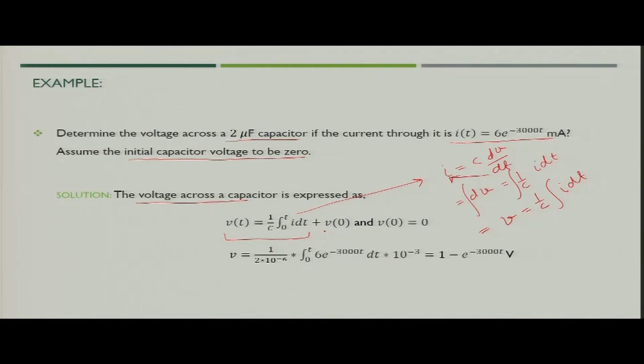Now, we are assuming that the initial condition V(0) is 0. So, you just simply have to integrate i dt. The value of i is given. If you put in the value and integrate, you will get the value of voltage V as 1 minus e to the power minus 3000t volt.